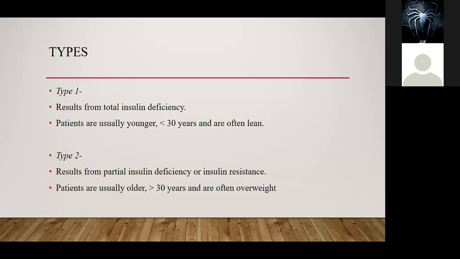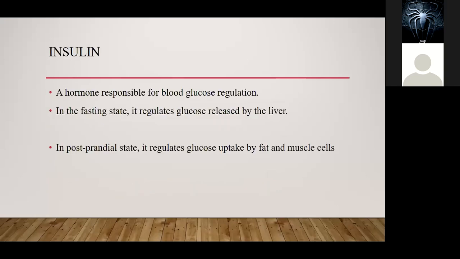And this is the type of diabetes that we tend to see more commonly than type 1. So most of the people who come to us at the OPD are type 2 diabetics. It usually occurs after 30 years. The patients are usually overweight. Okay. And then they come to you. So that's one of the ways you can distinguish type 1 from type 2.